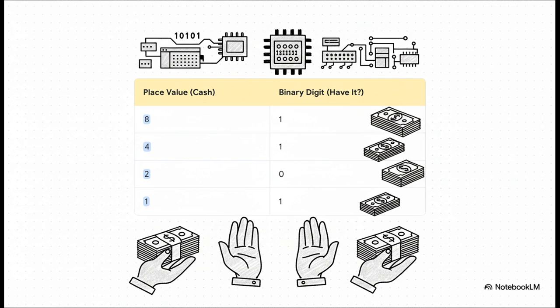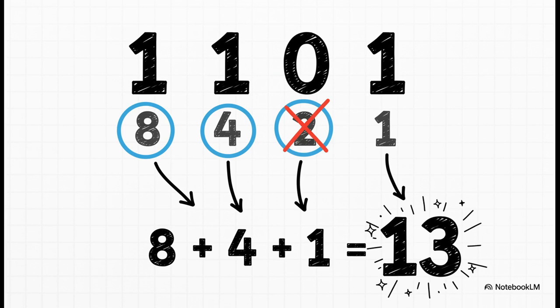The binary digit, that 0 or 1, is just a simple yes or no. Do you have that bill or not? So, for our number 1101, let's look at our cash. Do we have an $8 bill? Yes, we have a 1. A 4? Yep. A 2? Nope, that's a 0. A 1? Yes. So you just add up what you have. 8 plus 4 plus 1 equals 13. Simple as that. The computer was just saying 13.